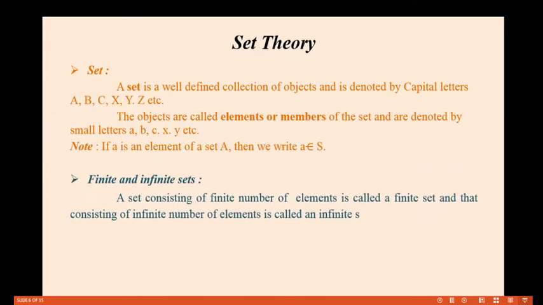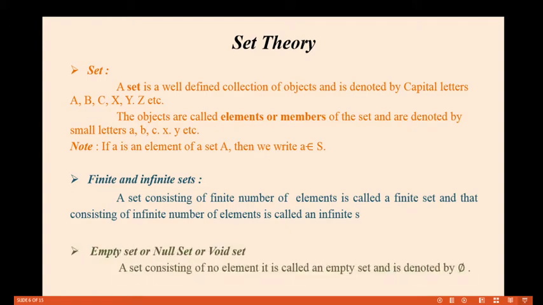Now there are many types of sets. In those, finite and infinite sets. A set consisting of a finite number of elements is called a finite set, and that consisting of an infinite number of elements is called an infinite set. Empty set, sometimes it is also known as null set, void set, etc. A set containing no element is called an empty set and it is denoted by phi.